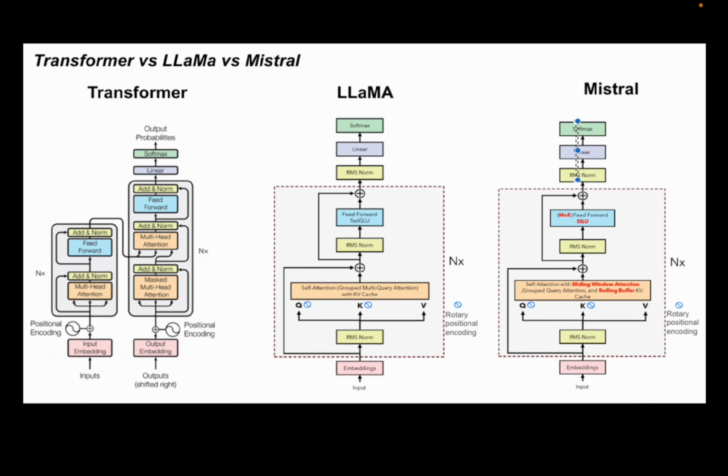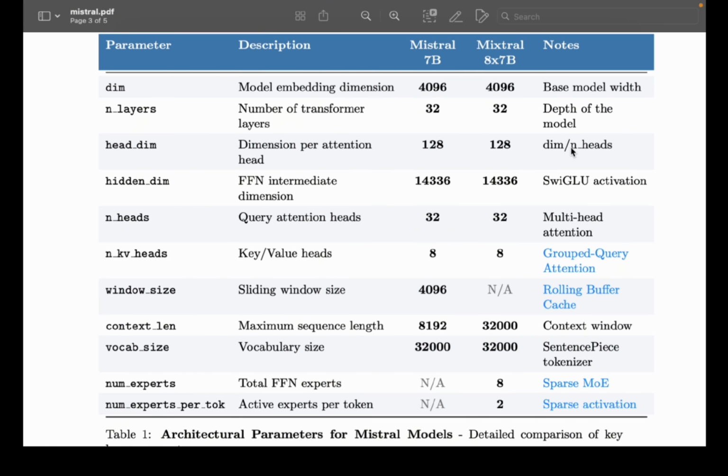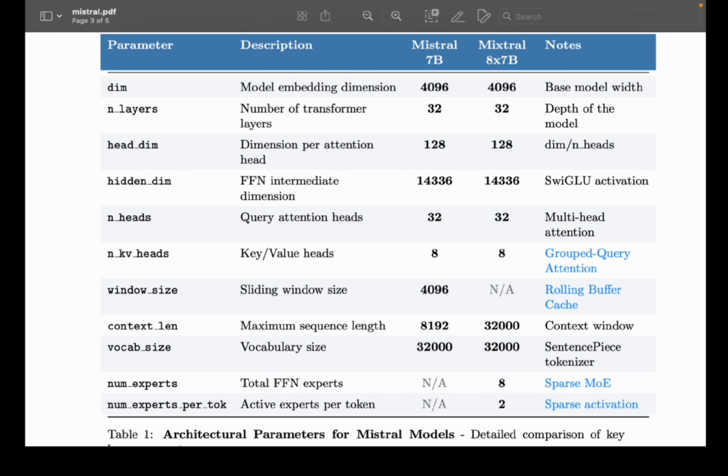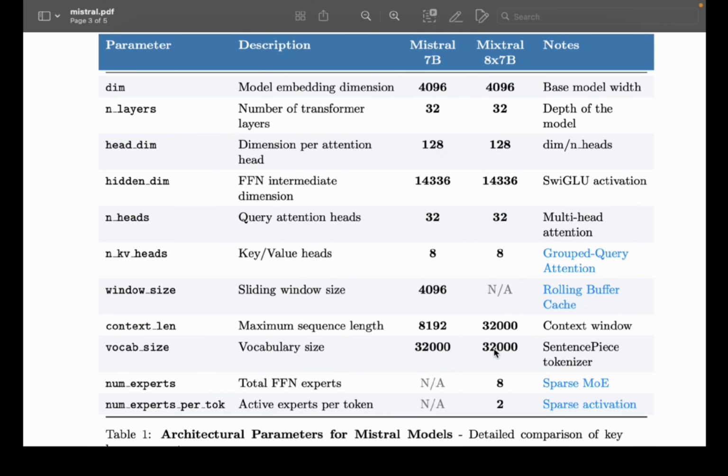And about those features, about the numbers, as I said, the dimension size is 4096. The number of layers, so as you can see, we have n here, so the number of these blocks on top of each other for both Mistral and also Mixtral, it is 32. The head dimension is 128. The hidden dimension, the feed-forward network, is this number 40,000 and something.